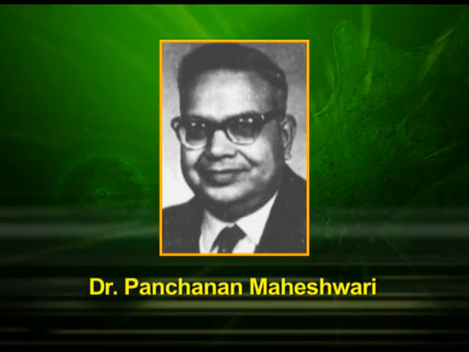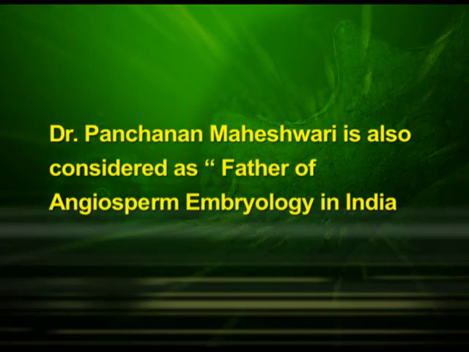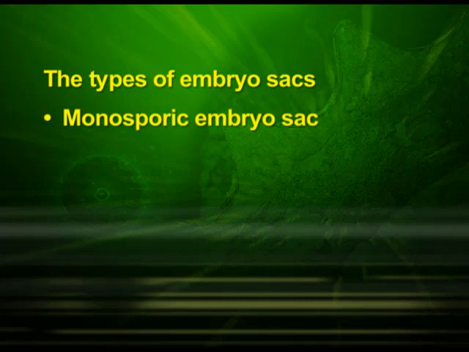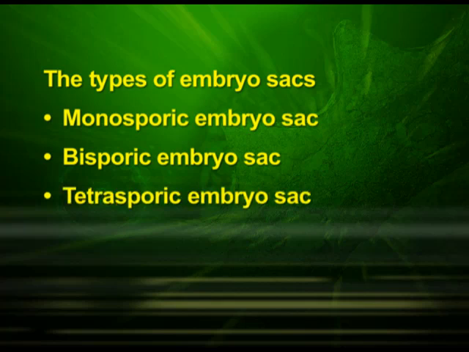Now, let us see the types of embryo sac. Students, here we should mention the name of Dr. Panchanan Maheshwari, who is also considered as father of angiosperm embryology in India. He has classified the female gametophytes of flowering plants into 3 main types. This classification is on the basis of the number of megaspore nuclei taking part in the development. The types of embryo sacs are, first one is monosporic embryo sac, the second is bisporic embryo sac and the third is tetrasporic embryo sac.